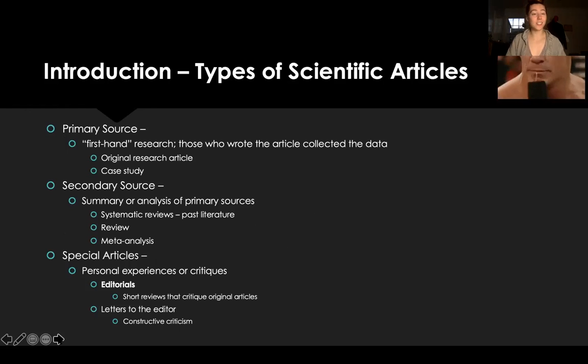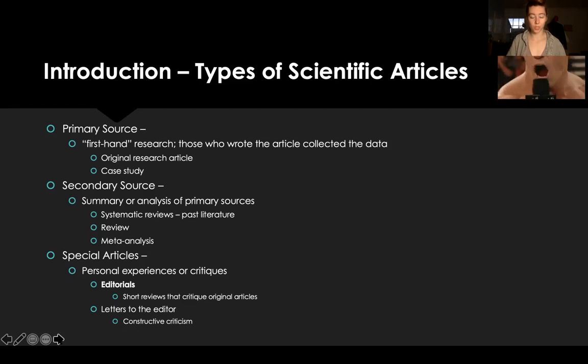Different types of scientific articles. So when you're going through Google Scholar or PubMed or anything like that, sometimes just by looking at the name of the article, it's kind of hard to decipher whether or not it's going to be one of these types of articles. But as you read more articles, you can figure out just by looking at the title, oh, that's probably a review or something like that. So we're going to talk about three: primary, secondary, and special.